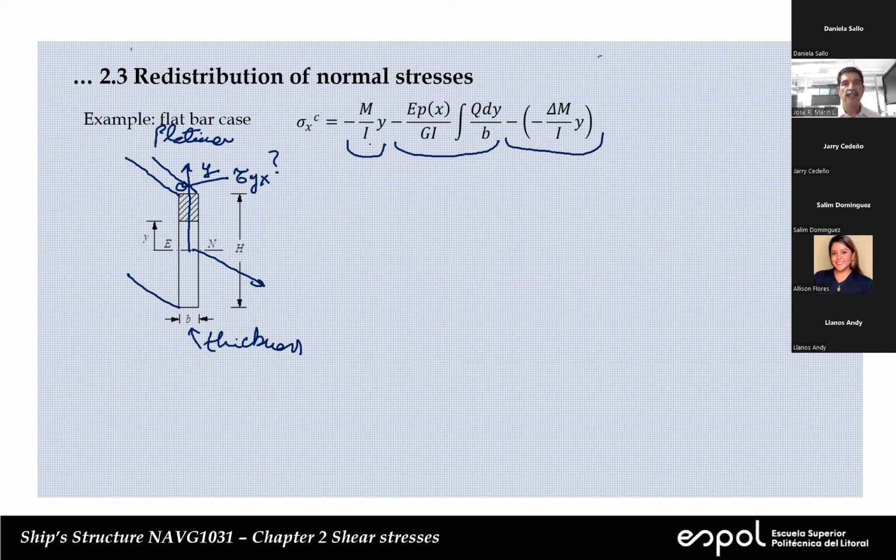Okay, so let's go. Well, this is very easy. This term is a little bit more complex. So we need to start by Q. What is Q? How do you calculate Q?